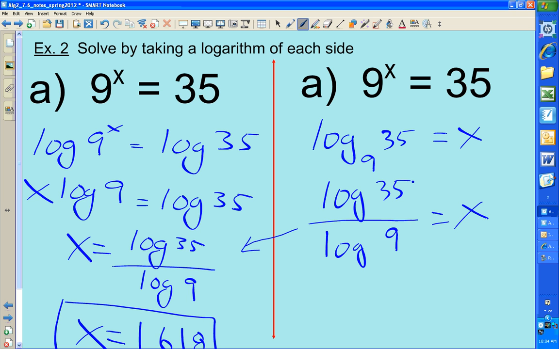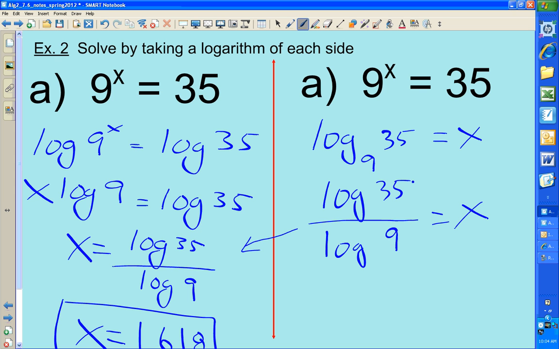Is one of these better than the other? Absolutely not. Is one faster than the other? I don't think so. But you're going to get the same answer either way. And knowing what the answer is going to be in advance is really, really helpful. You should know that x has got to be between 1 and 2.